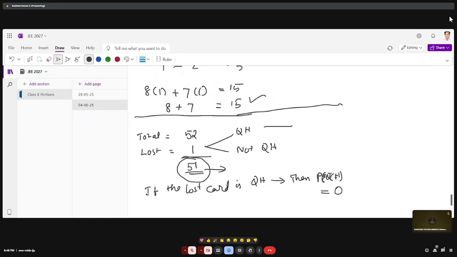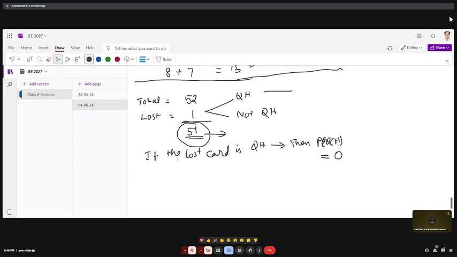But if the lost card is not Queen of Hearts, then the probability of getting Queen of Hearts will be how much? So Queen of Hearts is there. Totally there are now 51 cards remaining. Out of the 51, there is one card which is Queen of Hearts. So if you draw at random, the probability of getting the Queen of Hearts will be 1 by 51. So depending on whether the lost card is Queen of Hearts or not, the probability will be either 0 or 1 by 51. Now what have we been given?